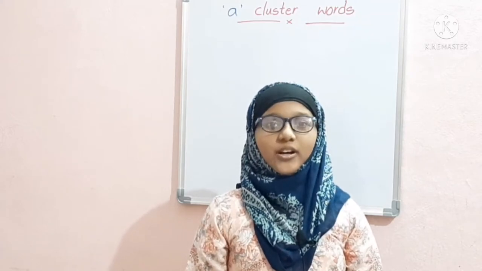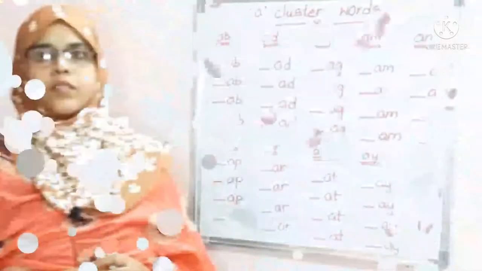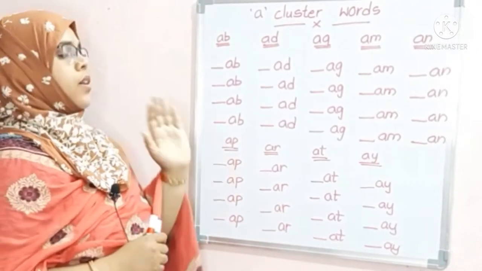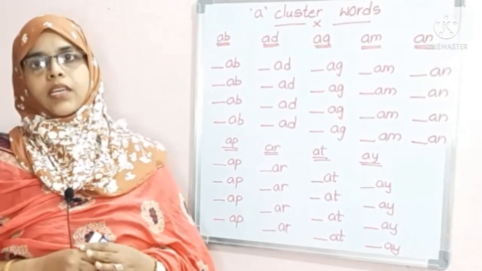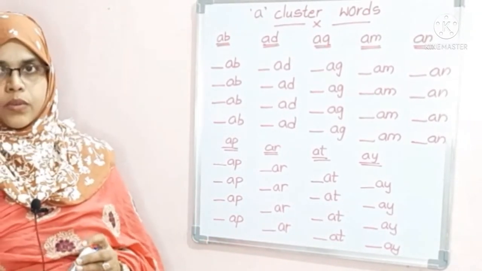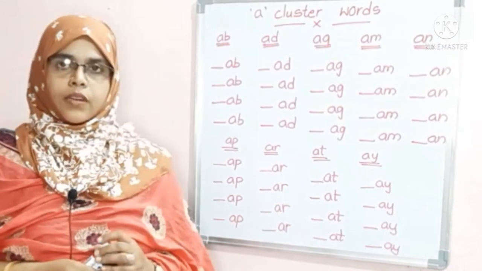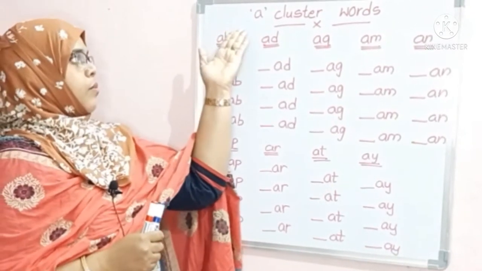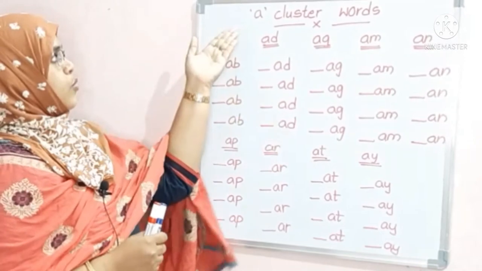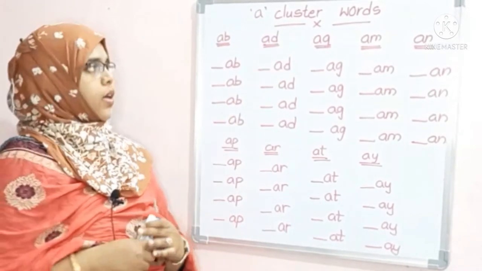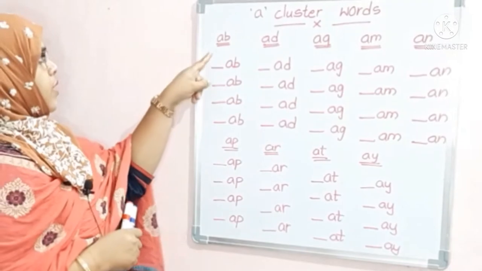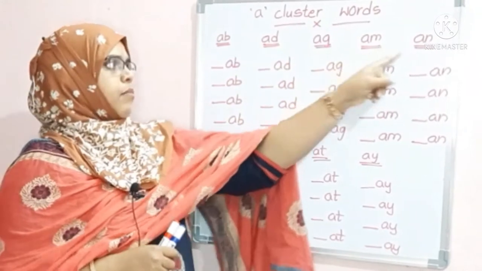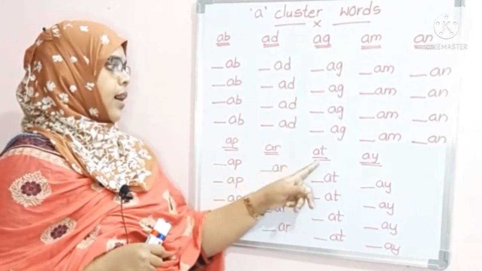Today my mama is going to explain A cluster words. So children, as I have explained to you all the clusters using different vowels A, E, I, O, U, now one by one we'll be forming different cluster words. First we'll be forming the words using A cluster. Here are the different A clusters: ab, ad, ag, am, an, app, are, at, a.